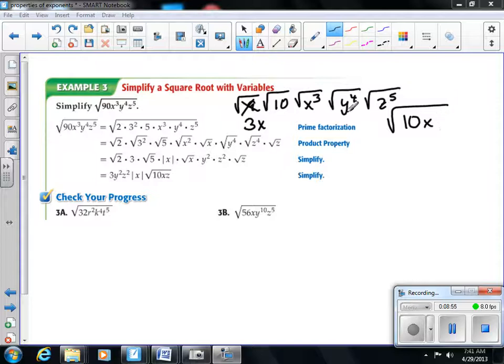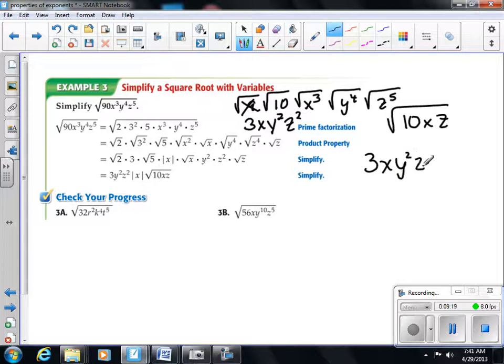Y to the fourth power, I can actually get 2 of those out. So I leave it as y to the second power, and I can get z to the second power out, with 1 still left under the radical sign. So my final answer will be 3 times x, y to the second, z to the second, times the square root of 10xz.